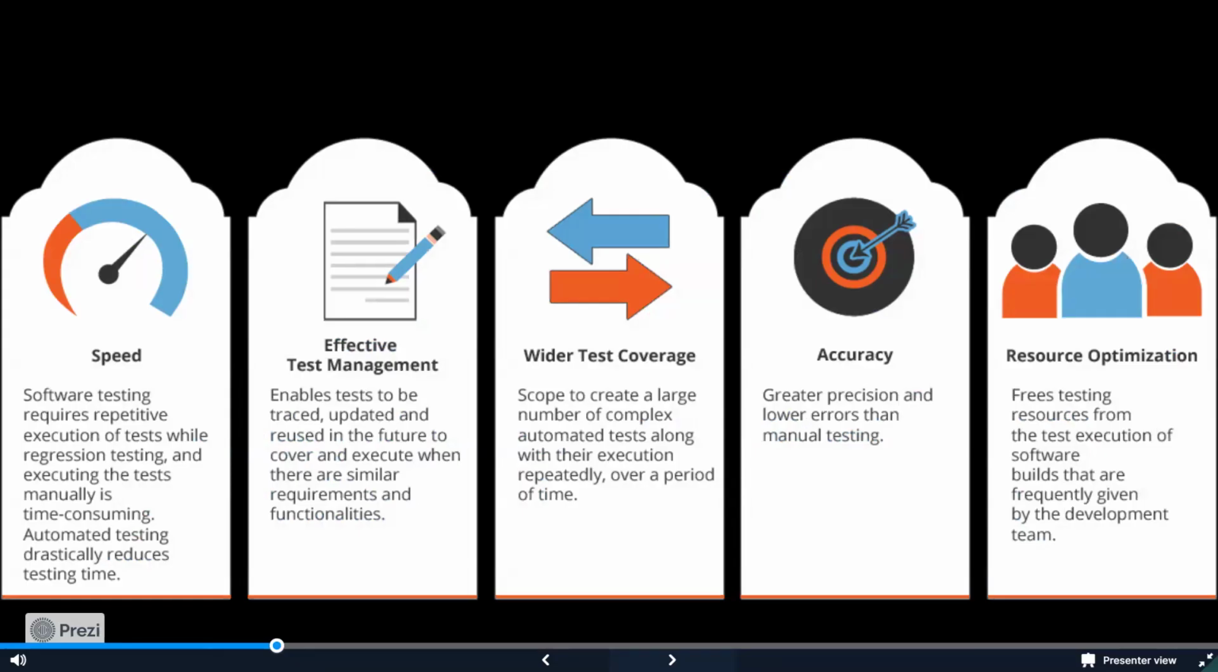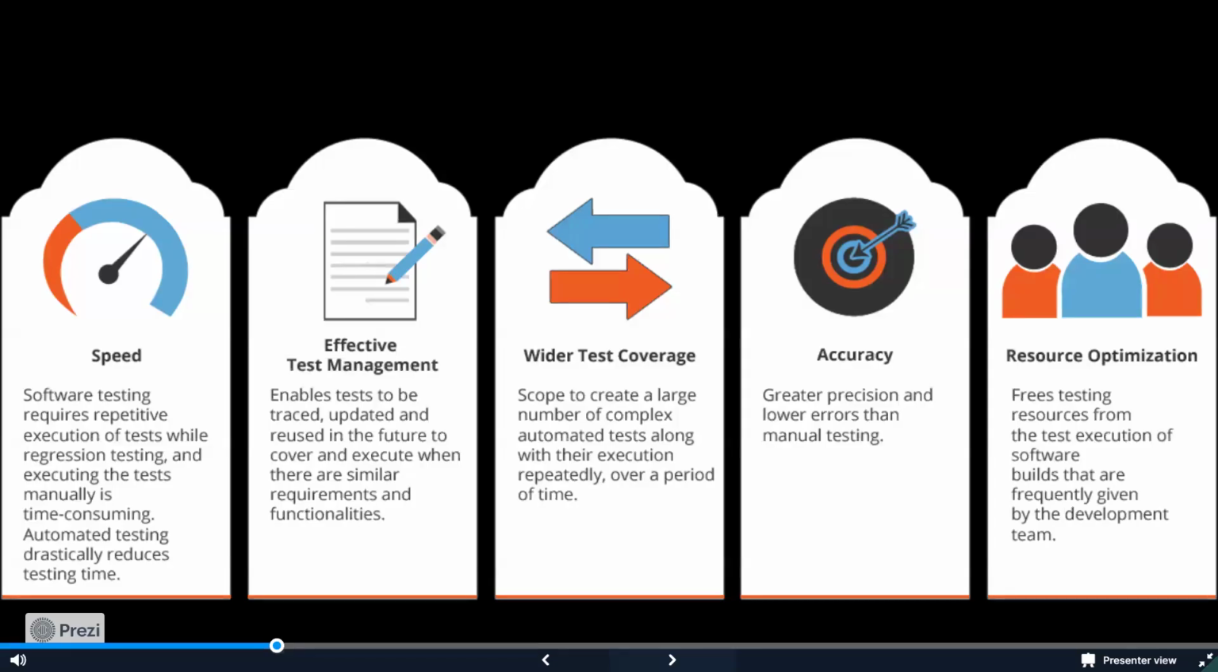What are the other advantages of automation testing? Wider test coverage. That means the scope to create a large number of complex automated tests along with their executions repeatedly over a period of time. That means we can automate a lot of complex API endpoints. Like from one endpoint you get the data, and from another endpoint you have to pass the data to another endpoint. Chaining multiple endpoints is a complex process for a manual tester, but with automation that part becomes very easy.